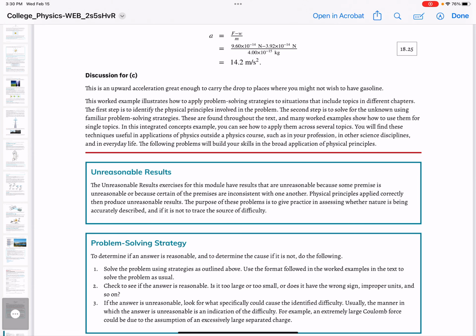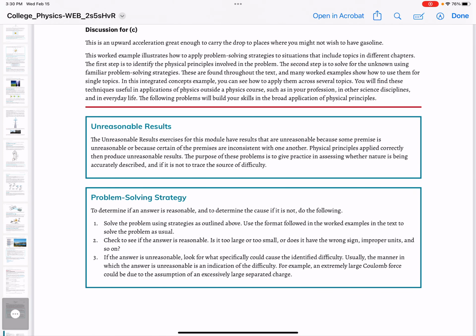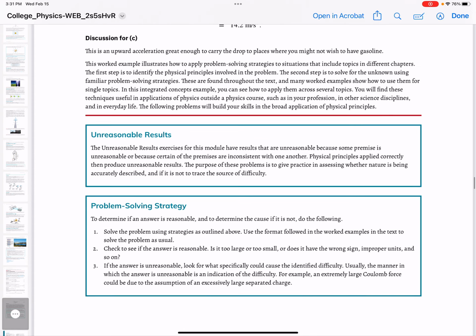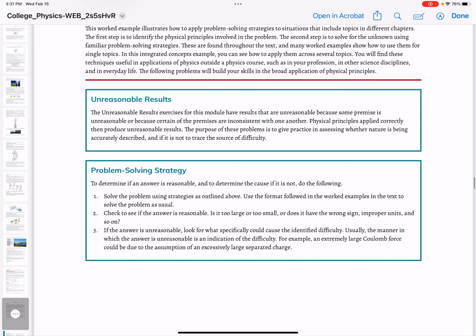I'm reading this unreasonable results thing here. I didn't read this before. Doesn't look like it's unreasonable. So I think that's just applying to the whole chapter. There could be some things that seem unreasonable in this chapter, I suppose.